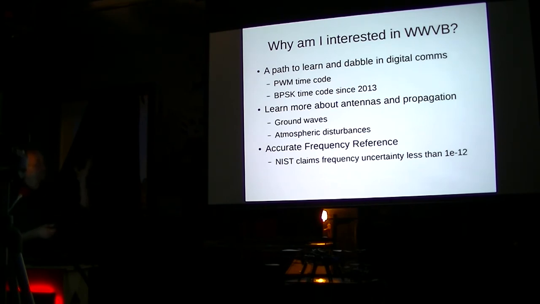There's two main time codes broadcast by WWVB. One of them being like an AM to PWM kind of thing, where they just literally use the amplitude of the carrier. They reduce it by 17 dB to kind of indicate the start of a bit and how long it stays reduced. We'll talk a little more about that.